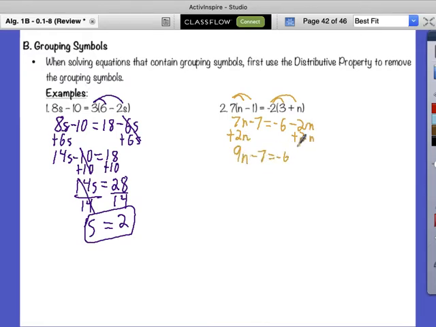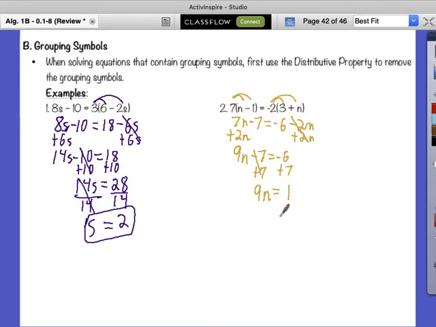What happens with negative 2n and positive 2n? They cancel. They go to 0. Okay, now what do we do? Add 7 to both sides. Negative 7 plus 7 is 0. 9n equals 1. Right. Okay, different signs subtract, each sign is a bigger number.